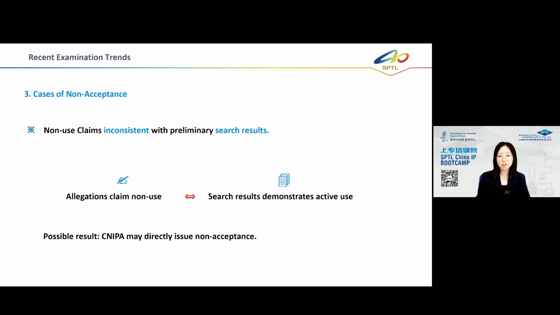As substantiated and good faith filings are required, examiners now adopt a more conservative, evidence-driven approach. In some extreme cases, if the non-use claims are obviously inconsistent with the preliminary search results, in other words, the allegations clearly do not match the submitted evidence, CNIPA may directly issue non-acceptance. However, such direct non-acceptance is not a common case.